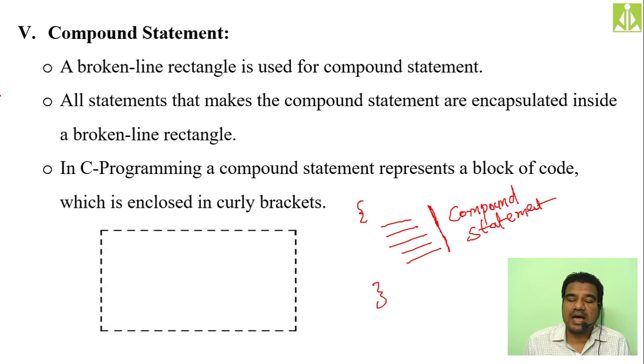Okay, a broken line rectangle or dotted rectangle. We call it a broken line because you can see there is a break between the line when you are drawing. So because of that reason we are calling it a broken line rectangle, which is used to represent a compound symbol inside our flowchart. Many times we use this compound statement. Don't you bother about it. You will get a clear understanding about what exactly a block of code is and how this block of code can be represented with the help of a compound statement, a broken line rectangle inside the flowchart.